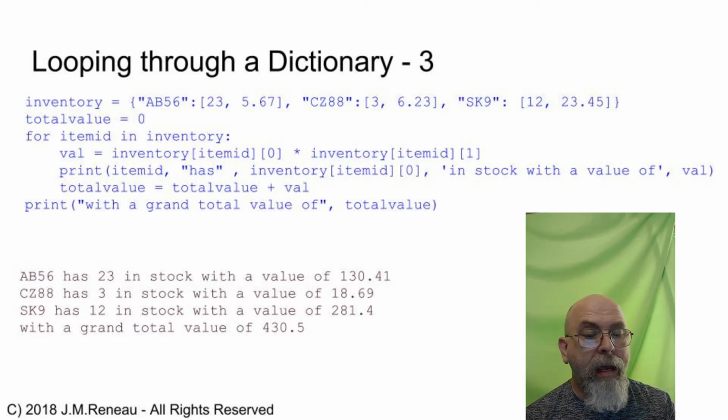So you can see that AB56, we have 23 of them, and they're worth $5.67. CZ88, we've got 3 of them priced at $6.23. So if we wanted to calculate the total value of our inventory, we would loop through each item using the for statement on line 3. We calculate the value by getting the list and then getting the quantity, and getting the list and getting the price and multiplying them together. We then add the value to the total value, and at the end of the program, we print the total value out.